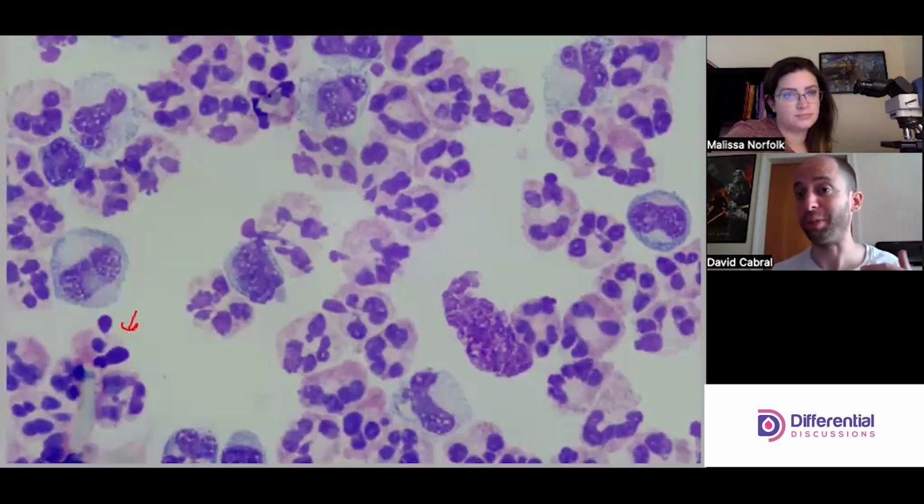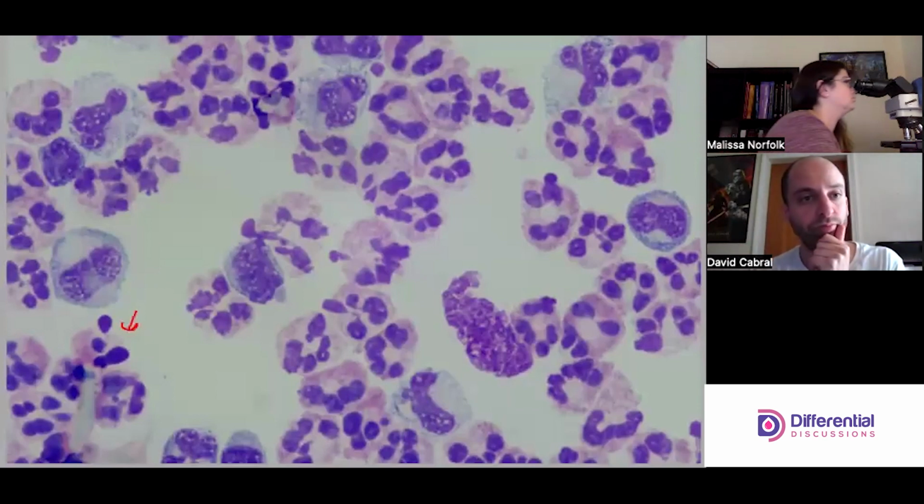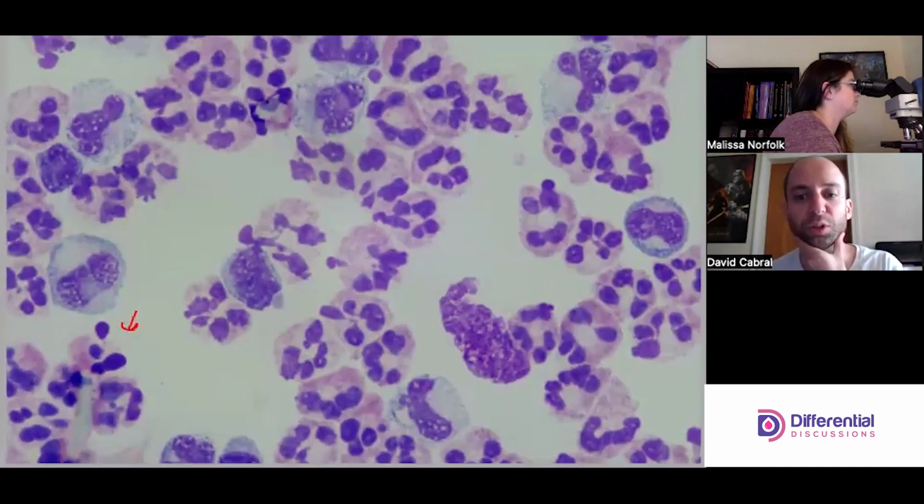Another thing that your institution might want you to comment on, and this also speaks to the age of the effusion itself, how long it's been there. That's cool to see.